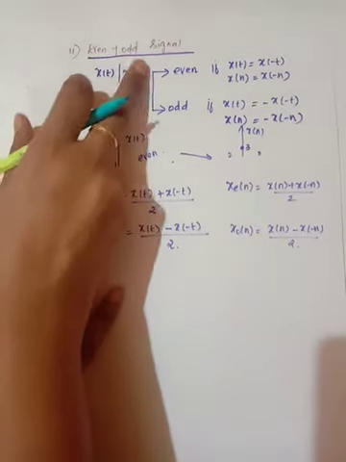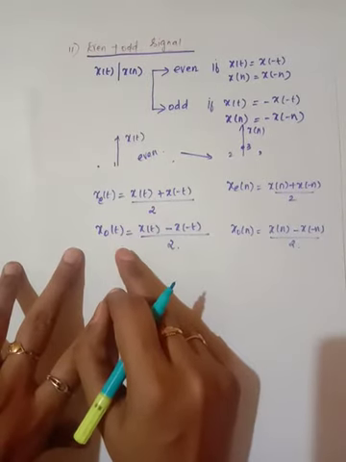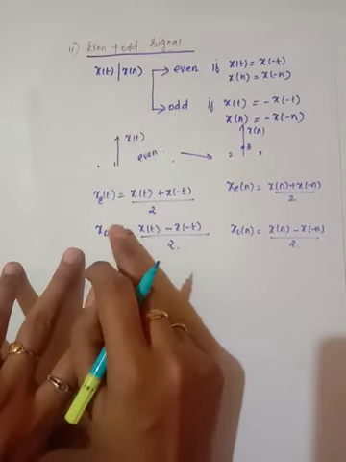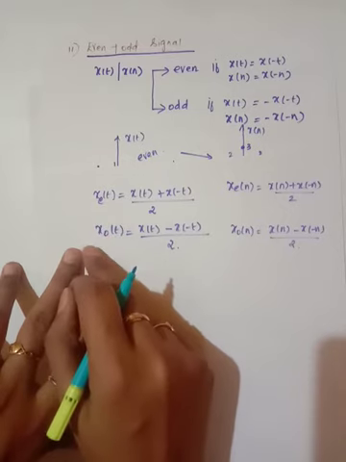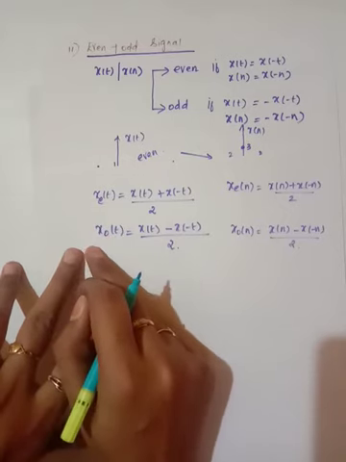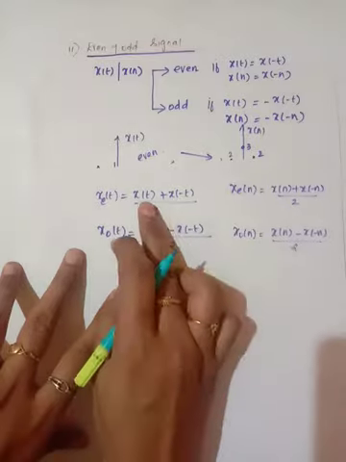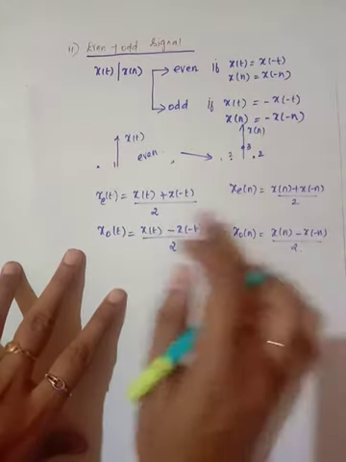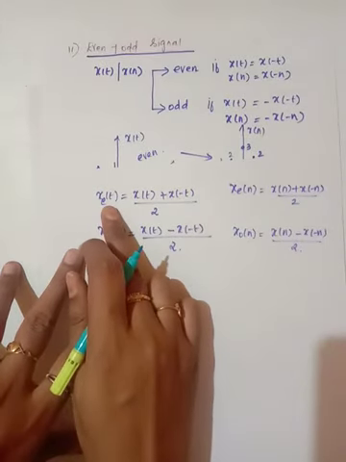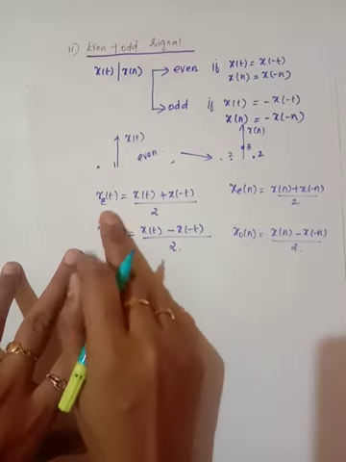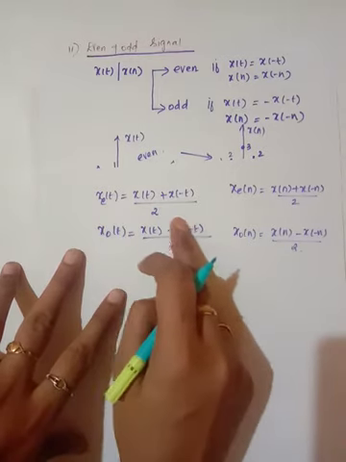Seen even and odd condition. Now we will discuss how to find the even and odd part of a signal. Consider a signal x of t. If you want to find the even and odd part of the signal, you can find it using this expression.